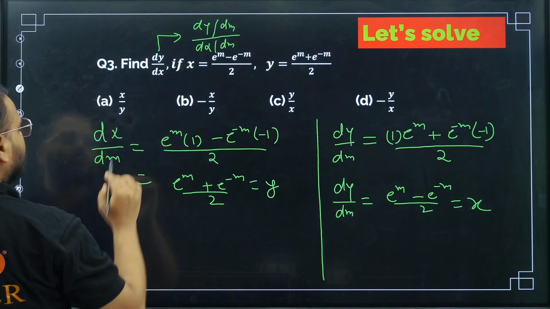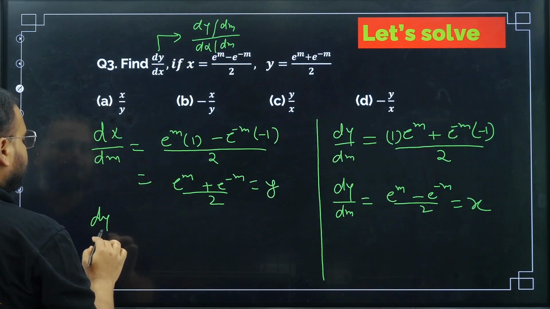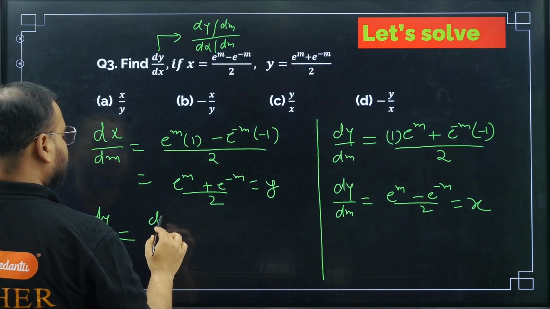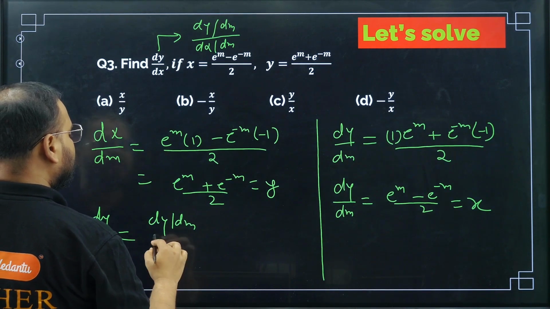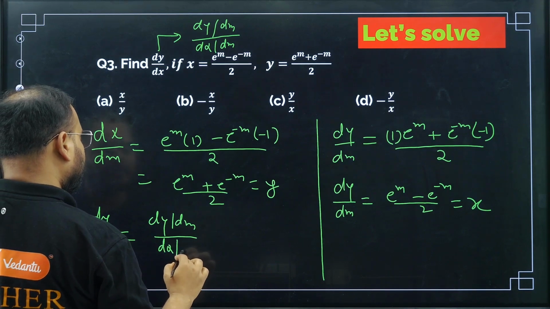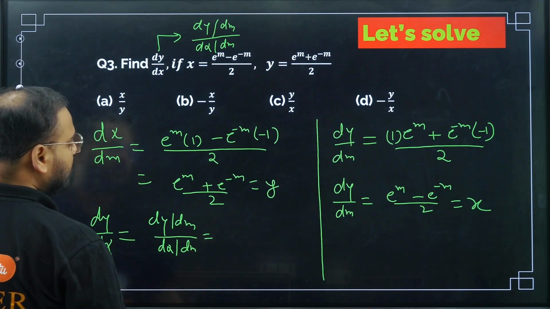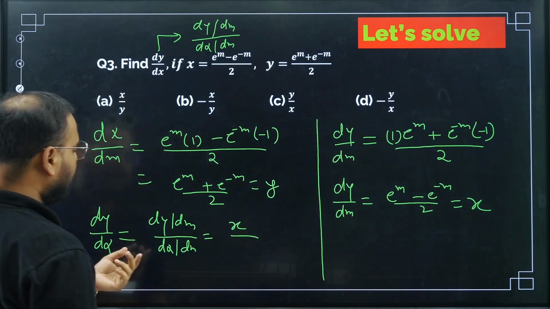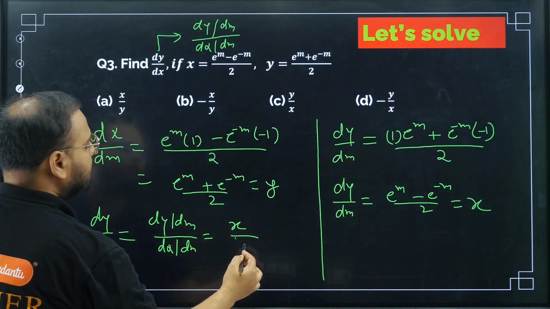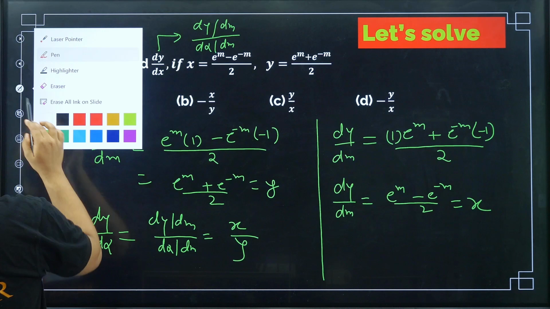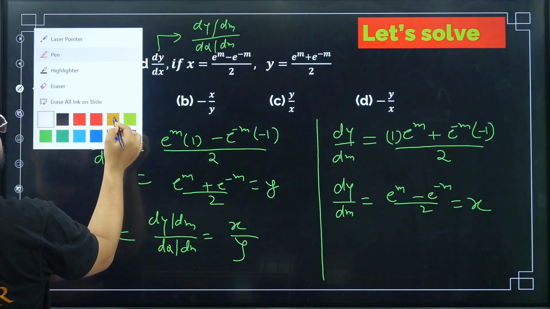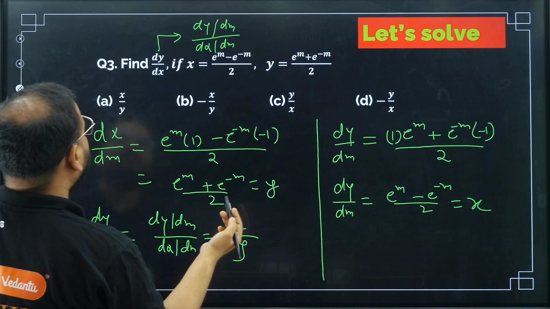I'm looking for what value? This dy by dx, which is nothing but dy by dm upon dx by dm. dy by dm is how much? x. dx by dm is how much? y. What's my answer? Please check here. My answer is x by y.